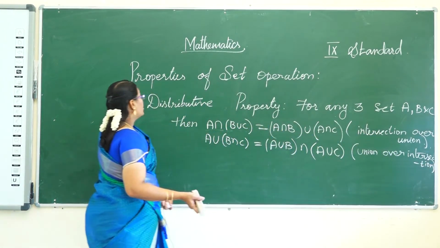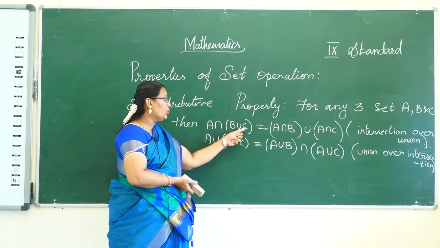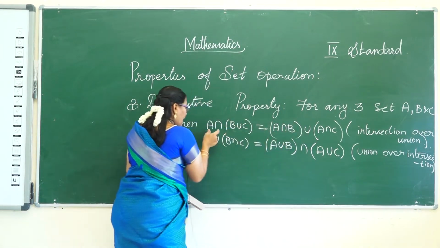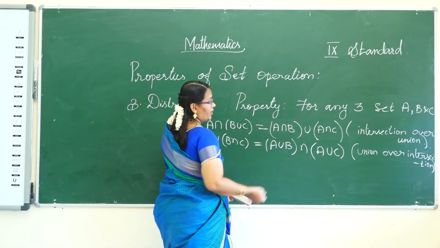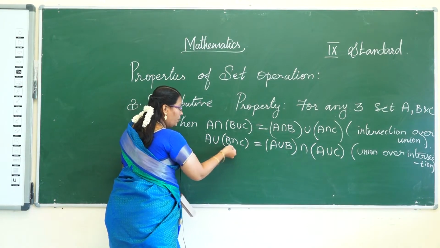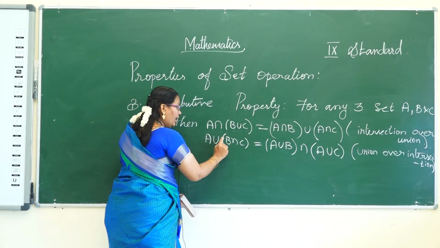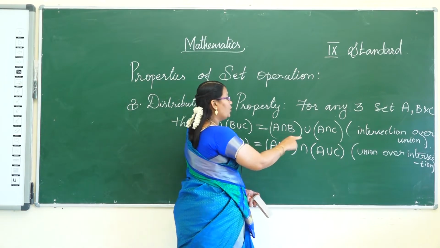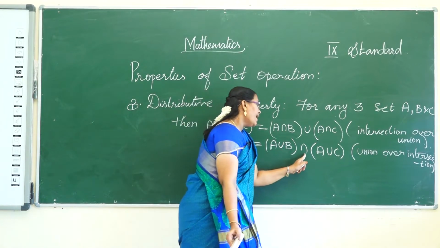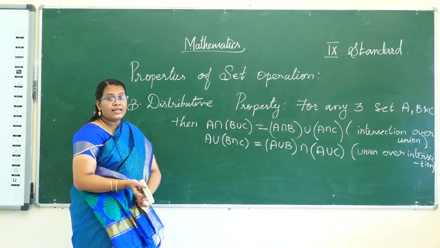So the distributive property: for any three sets A, B and C, A intersection (B union C) is equal to (A intersection B) union (A intersection C). This is called intersection over union. And A union (B intersection C) is equal to (A union B) intersection (A union C). So this is the distributive property of union over intersection. I hope you understand the properties of set operations. Now, see the examples.